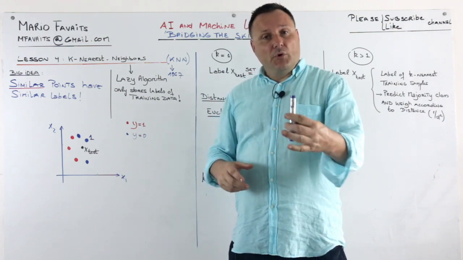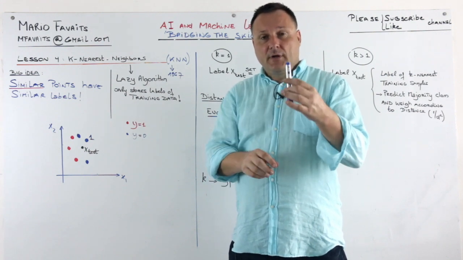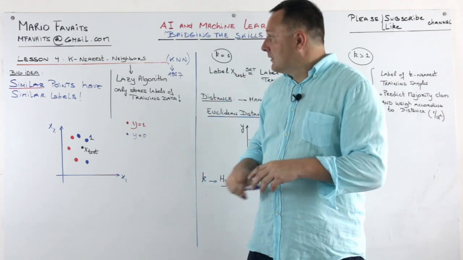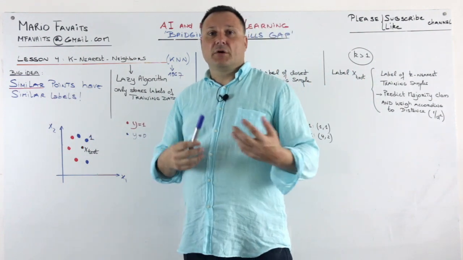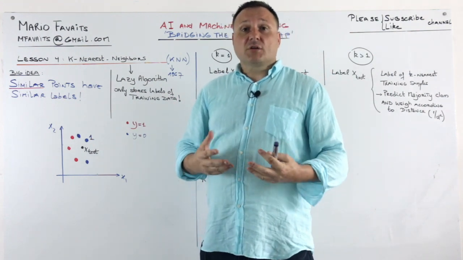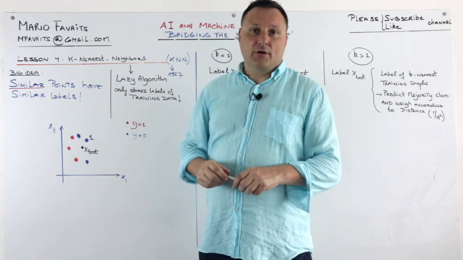When we give it a new point, it will look at the closest training point next to this point, and it will give it the label. So similar points have similar labels. Another way to express this is if it walks like a duck and if it quacks like a duck, it is most probably a duck.